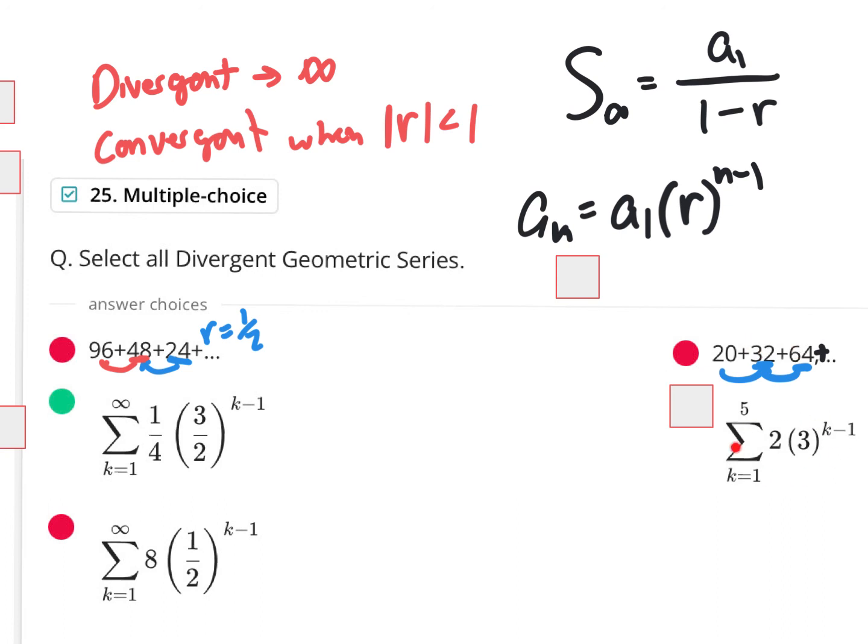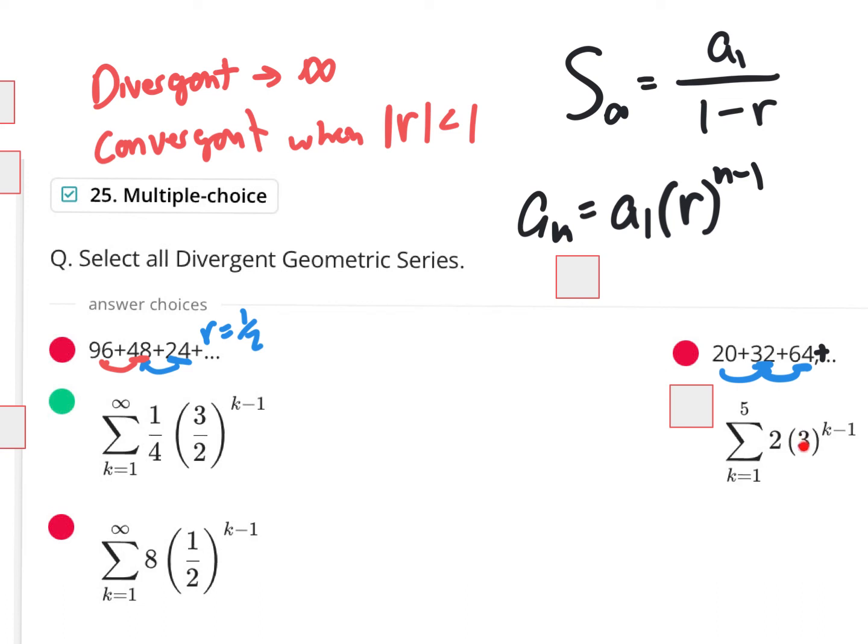How about this last one? Is this a divergent geometric series? A lot of us are going to say yes because the r is greater than 3. But let's really think about what the definition of a divergent geometric series is. It has to go to infinity, right? And this is an actual summation problem that starts at 1 and ends at 5. We're talking about 5 numbers only. Will this go to infinity? No, it doesn't. It has to go from 1 to infinity in order for this to be a divergent geometric series. Does that make sense?